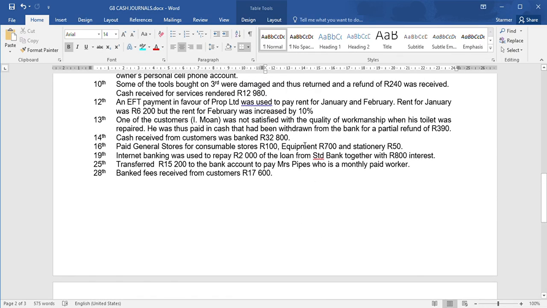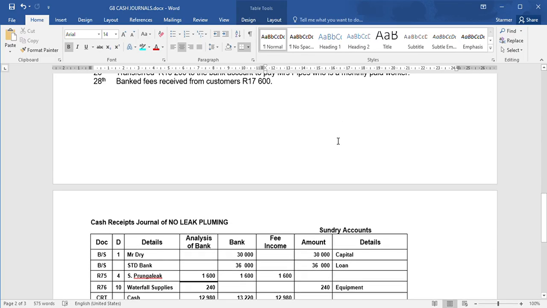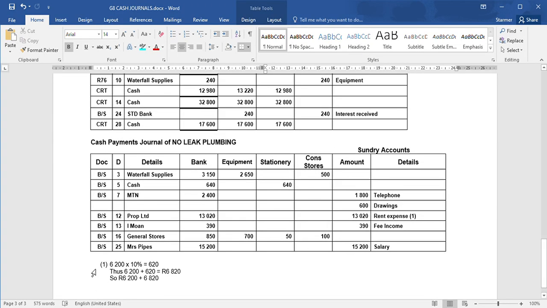Okay, then one of the customers, Armon, was not satisfied with the quality of workmanship and the toilet was repaired. He was thus paid in cash, which had been drawn from the bank, for a partial refund. You are paying money here to Armon. You could write cash if you wanted to. The amount is 390 and the refund is being given for fee income. So that is what you write under your details column here, fee income.